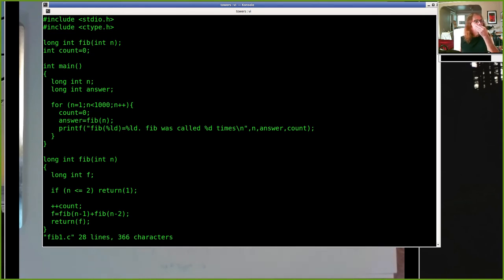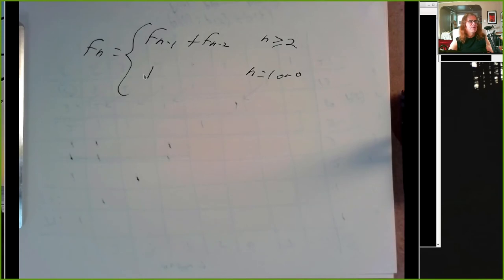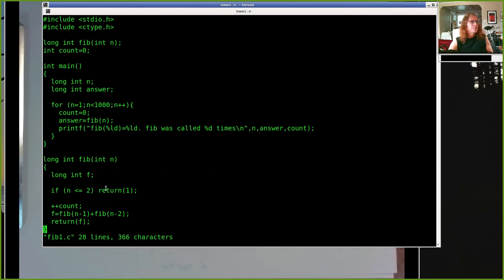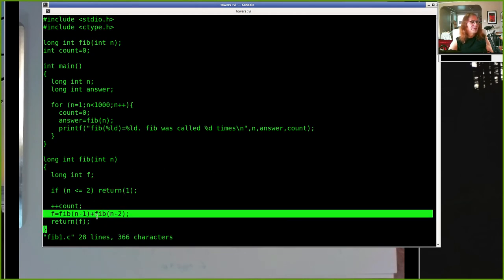So here's a better version of our Fibonacci code. I'm just going to go from 1 to 1,000, calculate Fibonacci of n, and print that out. And what's my Fibonacci code look like? Well, if n is less than or equal to 2, I'll just return 1. That's my base case. If n is 1 or 0, the value of the Fibonacci number is just 1. Otherwise, I'm going to calculate fib of n minus 1, fib of n minus 2, add them together, and return that value.